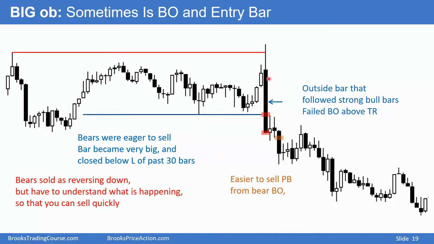A lot of traders find it very hard to sell when they're thinking the market's going up, up, up, up, up, and then it reverses so quickly. If you're not able to sell as it's forming, then wait. You could always sell the close of the bar, or you could wait a bar or two for a bear flag.